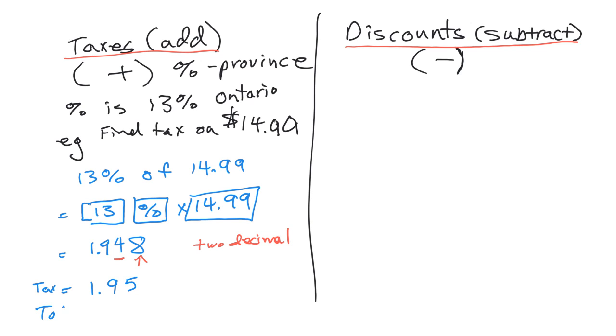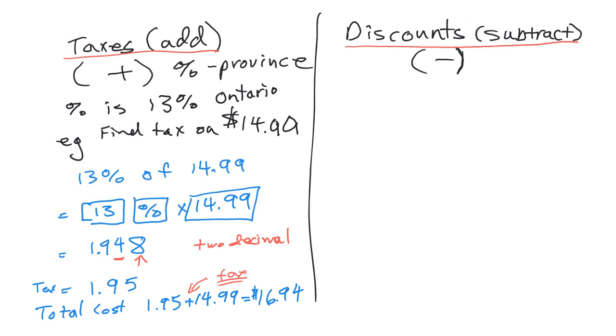And if I was looking for the total cost, all we're going to do is go 1.95 plus 14.99, which gives us 16.94. And we're good. That's it as our final answer. So remember, if this was tax, we're always adding. When it's tax, we always add what we're looking for.